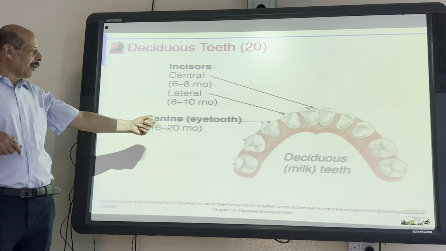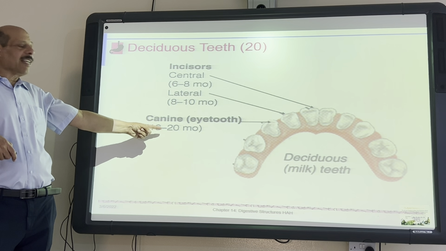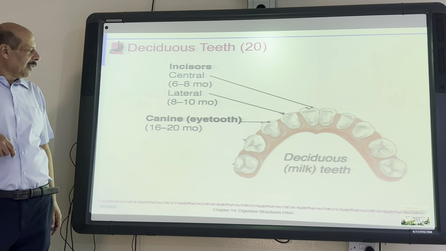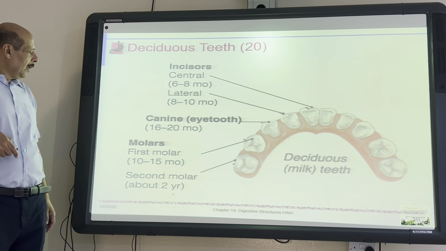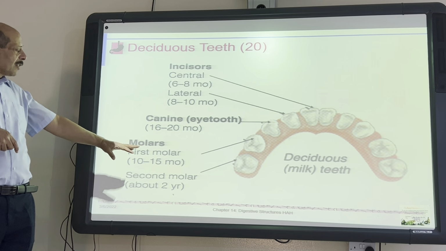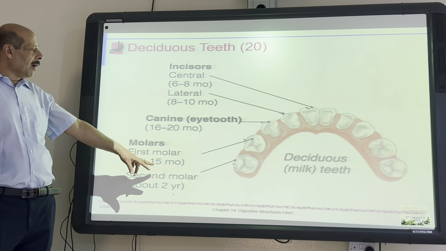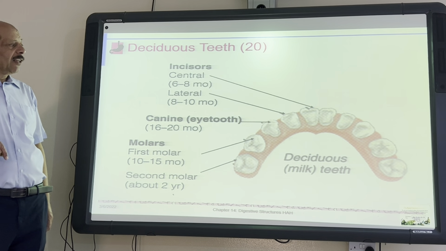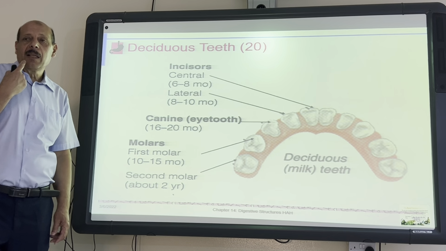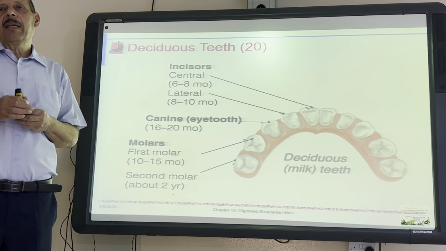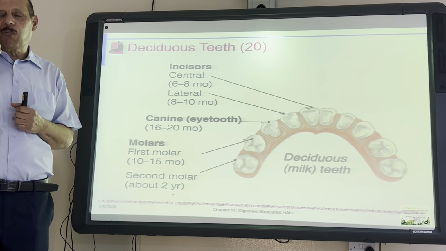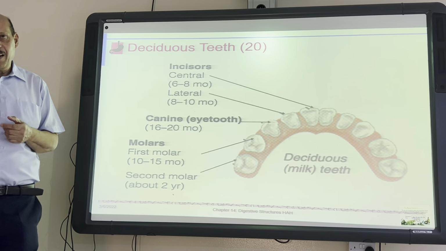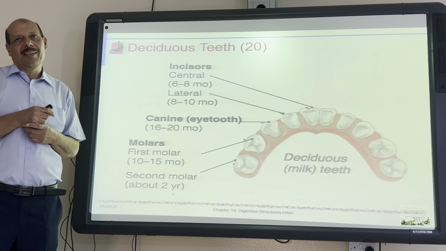The canine teeth or the eye tooth will erupt at 16 to 20 months. Then the first molar starts at 10 to 15 months. The second molar at about 2 years. Because of that, we can tell the age of the child from the number of teeth, an estimate of age through the teeth itself.